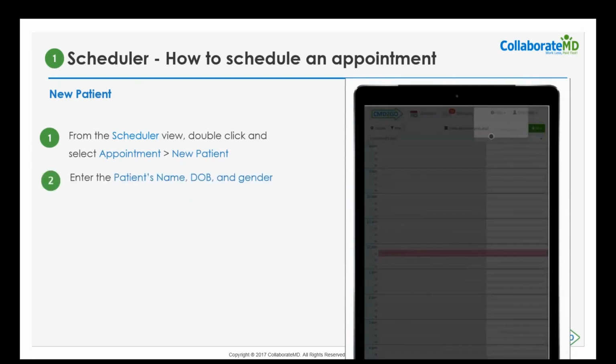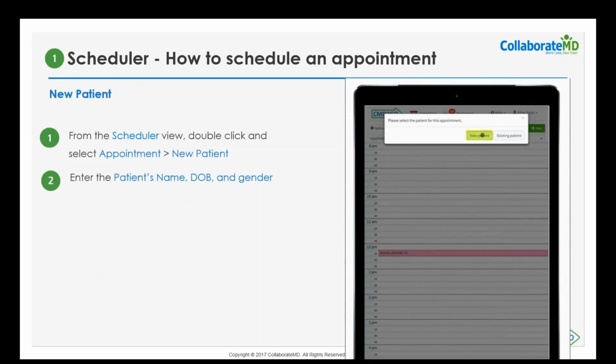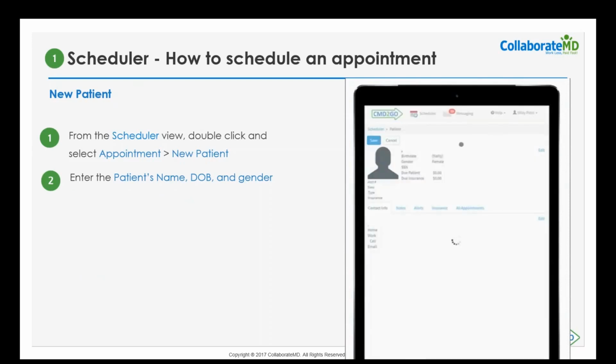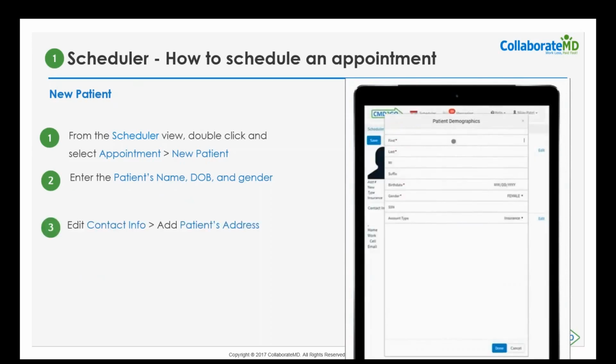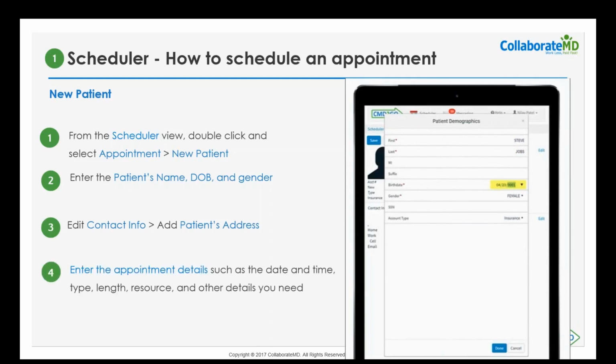You're going to enter the minimum required information, such again as their name, date of birth, their sex. Then you can edit the contact information tab, with their address, their city, their state, their zip, and then click on Done, which will save the patient information for you.